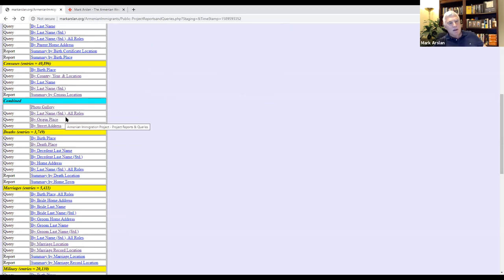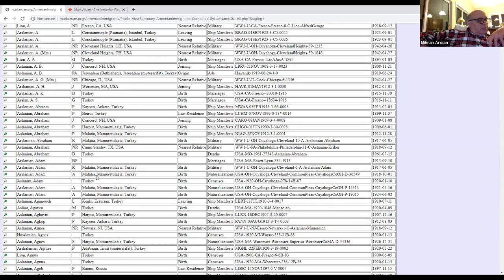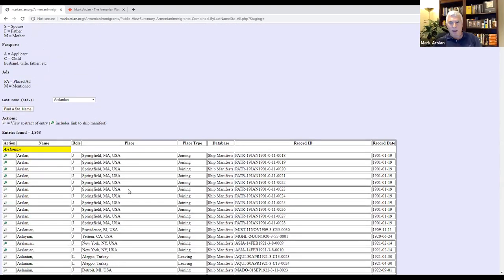So you can look across all of these different record types by name, by where they came from, or by where they live in the US or Canada, or even Mexico. I've got a few Mexico ones in here as well for some Mexican marriages. If you want to search by name, I default to a name, and I'm going to pick my own name, of course. I have 1,868 records across all these databases that mention somebody that's an Arslanian. Okay, so somebody give me a name.